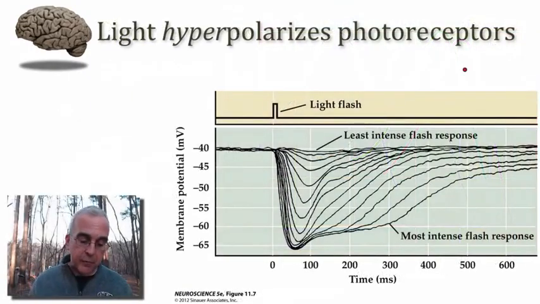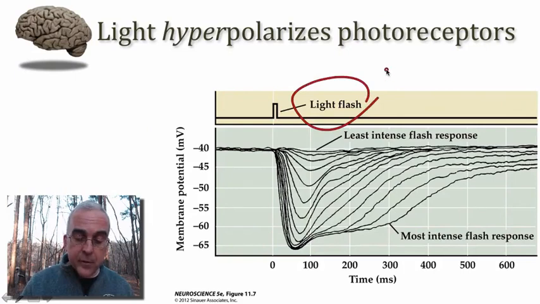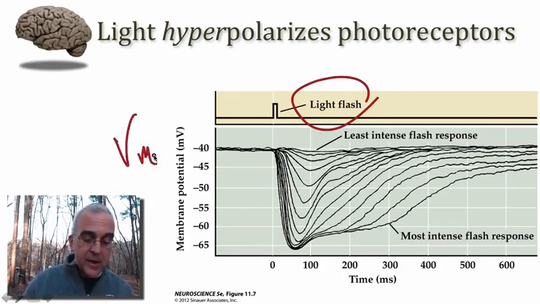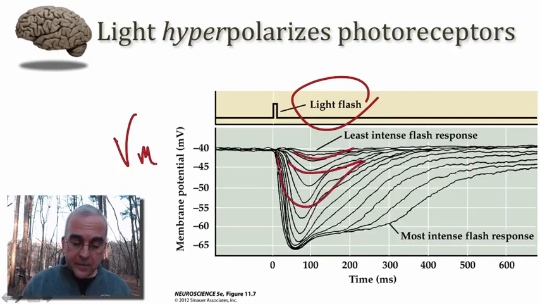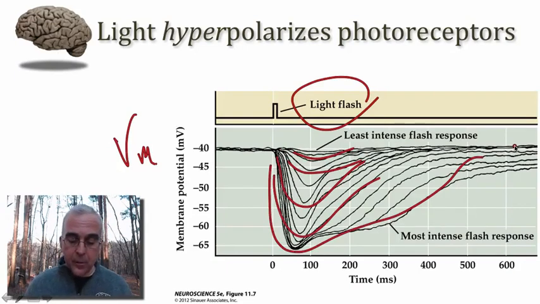Here we have a recording of membrane potential from a photoreceptor, and the experiment is to provide a very brief flash of light. And what we can find is that there is a graded response with the intensity of that flash of light. But notice the polarity of the response. Again, the resting membrane in the photoreceptor is around minus 40 millivolts, and the response to light striking the outer segment of the photoreceptor is hyperpolarization. And with increasing intensity of light, we see a deeper hyperpolarization, perhaps down to about minus 65 millivolts.